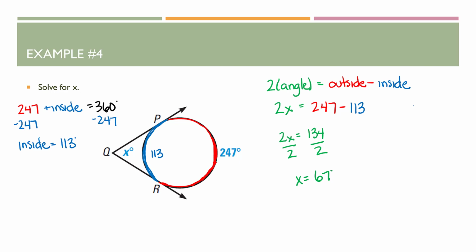So on that problem, the only thing you got to make sure you recognize is how the outside and the inside arcs equal 360 and do that quick little bit of subtraction to find the other arc.